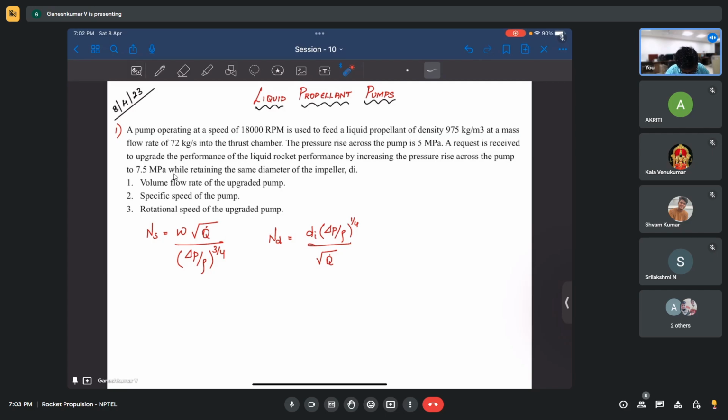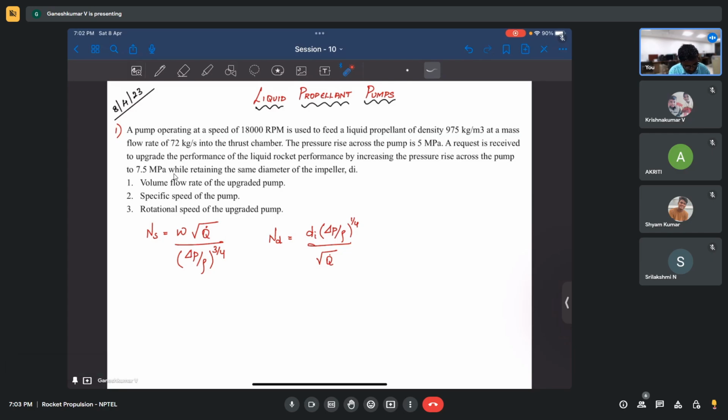Okay, the pump is operating at a speed of 18,000 rpm. So there is a pump which is operating at a speed of 18,000 rpm, and it is feeding liquid propellant. The liquid propellant's density is given, and it also provides a mass flow rate of 72 kg per second into the thrust chamber. So the pressure rise across the pump is 5 megapascal. So the difference between pressure from the inlet of the pump to the exit of the pump is 5 megapascal.